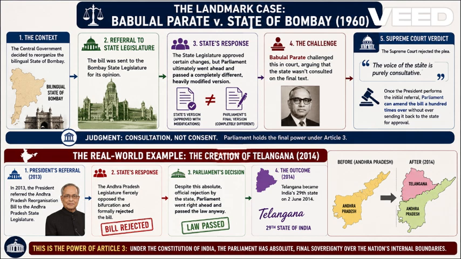The real-world example: the creation of Telangana, 2014. In 2013, the President referred the Andhra Pradesh Reorganization Bill to the Andhra Pradesh State Legislature. The State Assembly fiercely opposed the bifurcation and formally rejected the bill. Despite this absolute official rejection by the state, Parliament went right ahead and passed the law anyway. Telangana became India's 29th state in 2014, perfectly demonstrating that under Article 3, the Indian Parliament holds absolute, final sovereignty over the nation's internal boundaries.